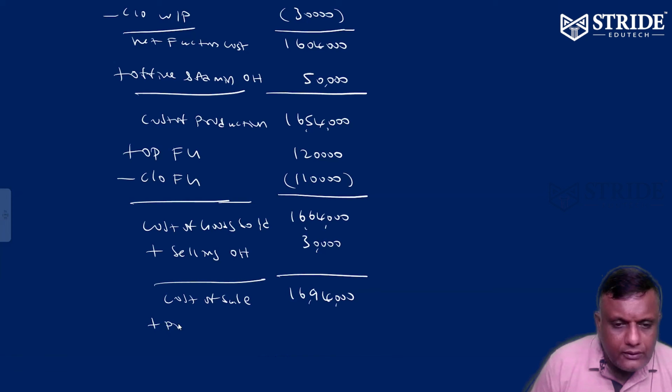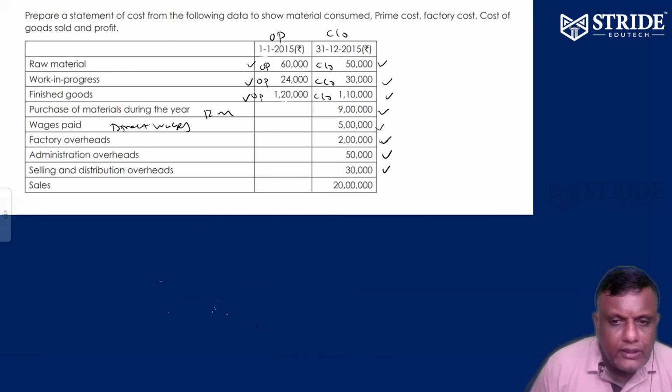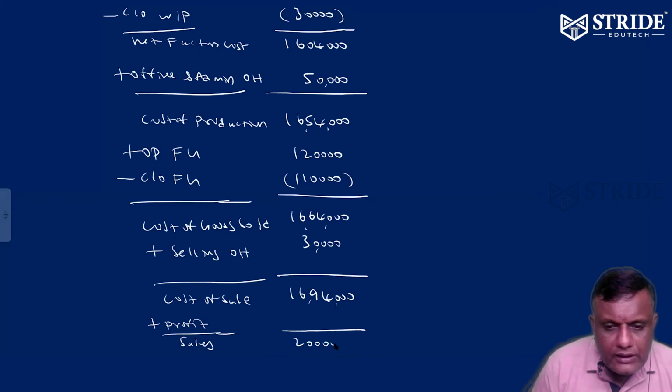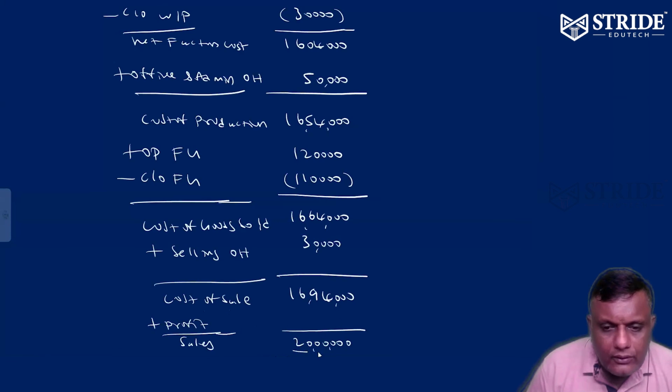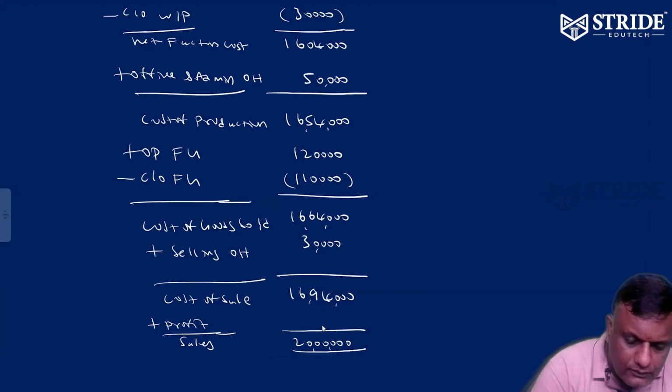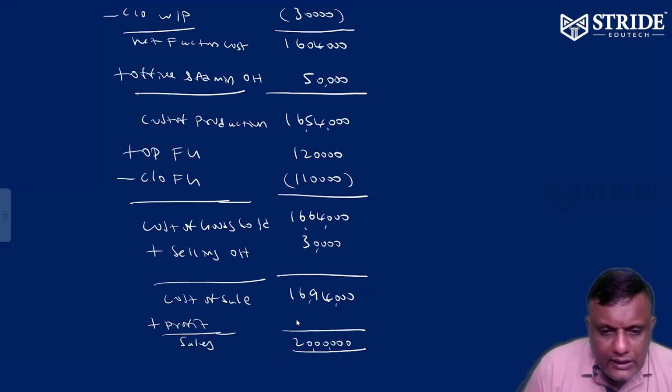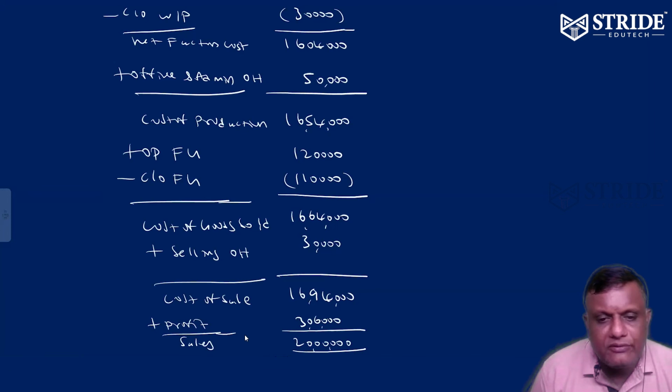Cost of sale plus profit is equal to sales. Sales are 20 lakhs. That's it. So 20 lakhs minus 16,94,000 is 3,06,000. Profit is 3,06,000. That's it.